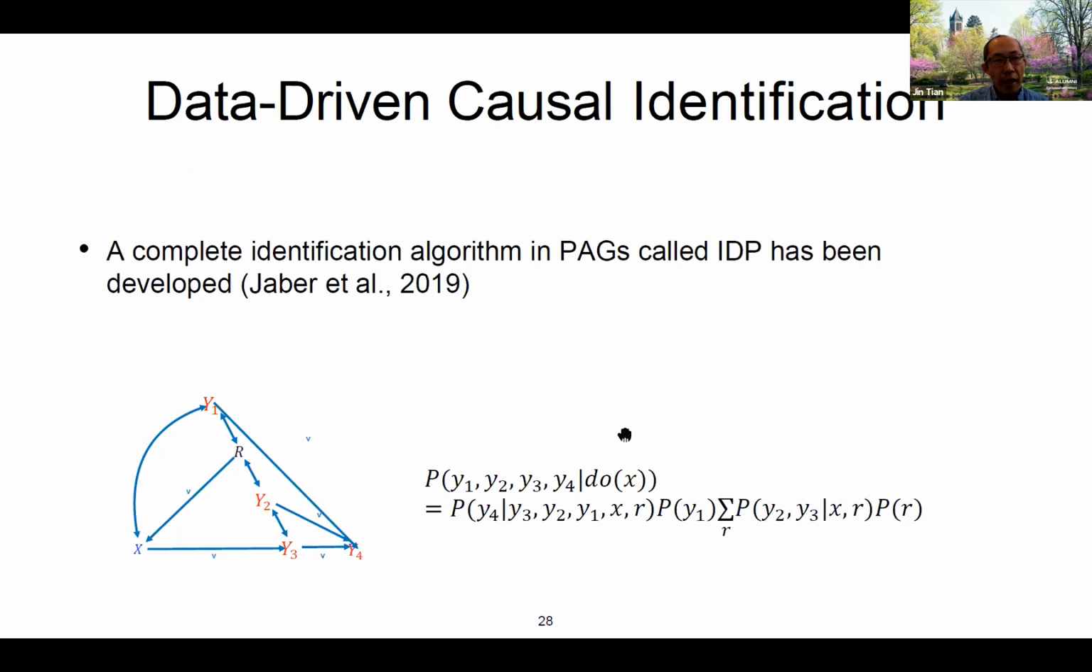Now, this identification problem has recently been studied. And again, a complete if and only if identification algorithm has been developed, an algorithm called IDP. For example, given this PAG, the IDP algorithm will output this expression.